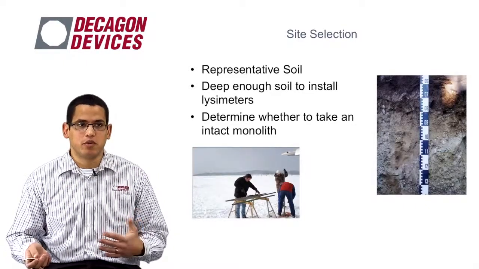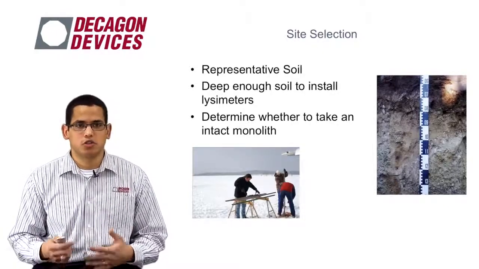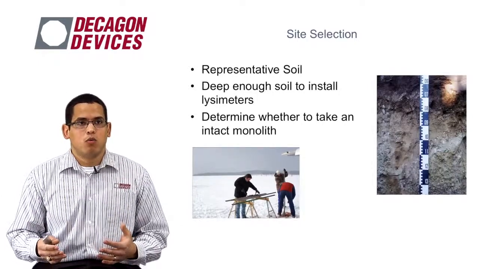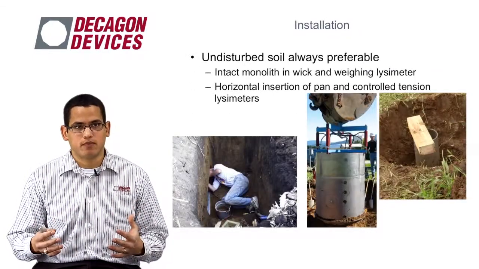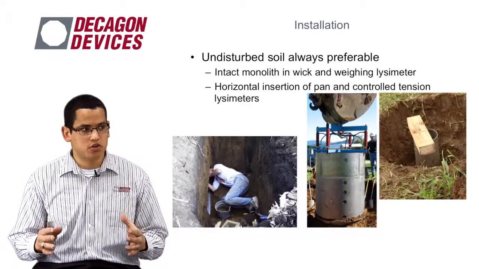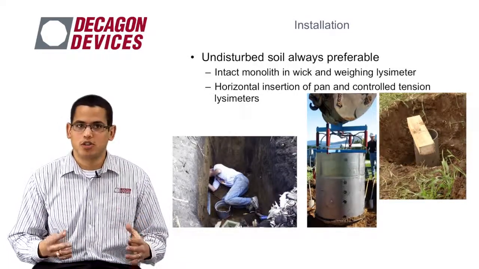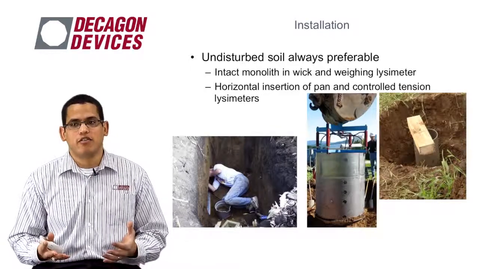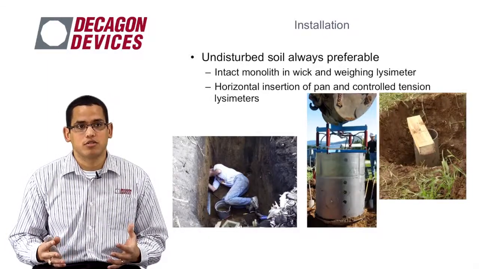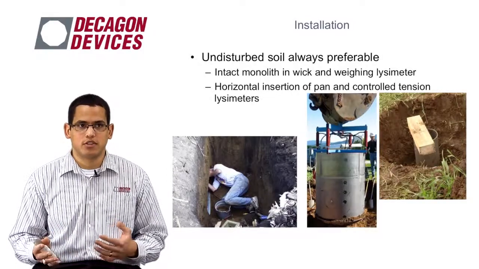And also, you need to determine whether you want to take an intact monolith or you want to do a repacked core. And again, it's really based on what your research project is and what you're trying to understand. And with the installation, undisturbed soil is always preferable. It's just so crucial that you have soil structure within the monolith that matches what you're trying to measure, because structure is one of the most important factors in water flow and solute transport and these dynamics. So if you destroy the structure, you're going to change things, and so it's important that you take that into consideration.